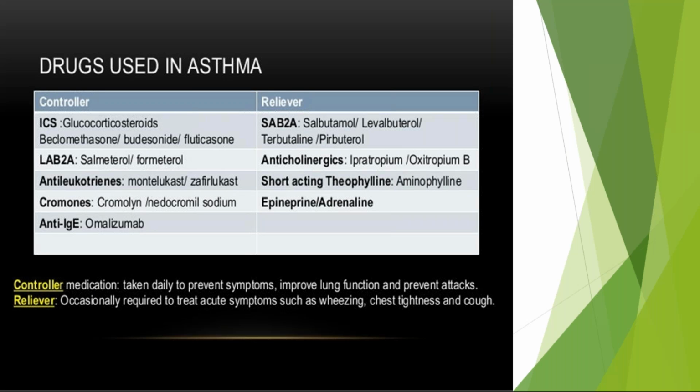These are short-acting beta-2 agonists like salbutamol, levalbuterol, terbutaline, and pirbuterol; anticholinergics like ipratropium and oxitropium; and short-acting theophylline like aminophylline, epinephrine, and adrenaline. Generally, we don't use epinephrine and adrenaline for normal cases, but only in patients with status asthmaticus.